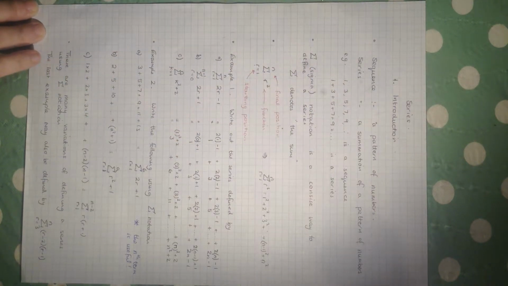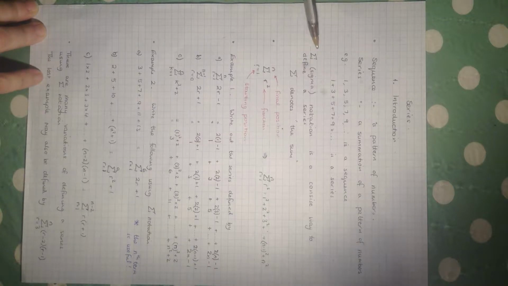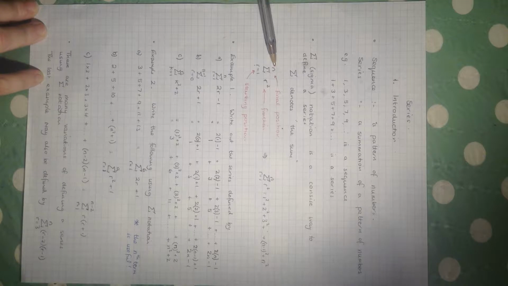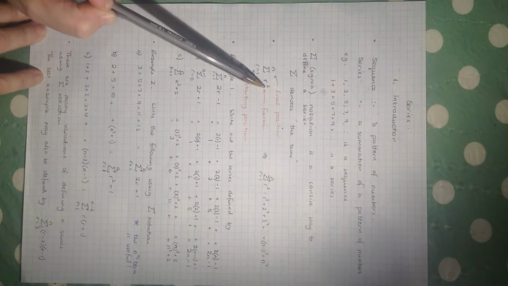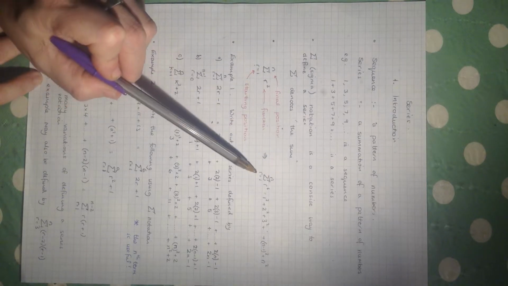A concise way to define a series is to use the sigma notation, because sigma denotes the sum of. We use it in this way. So we have our sigma notation. Underneath we put the starting position, so in this case we start when r is 1, and then above we put the final position in our series, and then the function goes to the right of the sigma notation. So this function is that r is being squared. So r equals 1 to n.